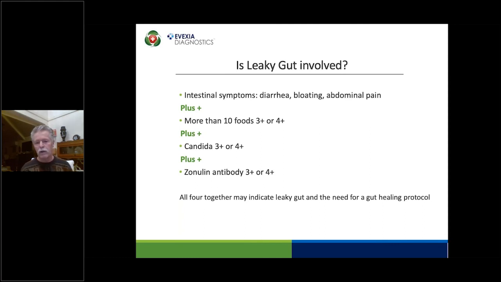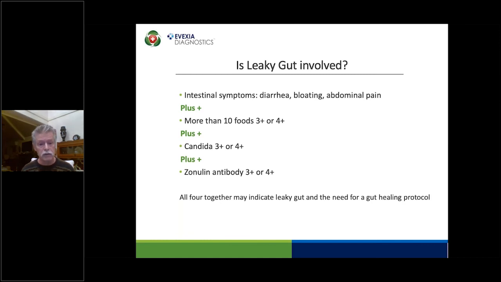And then what you might want to think about is, does this person or would this person benefit from a gut healing protocol? Whether it's glutamine or a probiotic or some other component that you could add to their diet that would help promote gut health and also reduce leaky gut. So that would be the goal here.